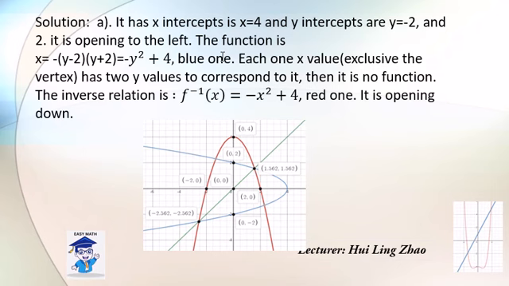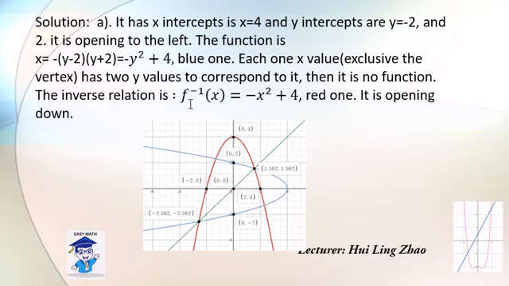Then the function is x equal negative... There are 2 factors. One is y minus 2 and another one is y plus 2. They equal negative y squared plus 4, and it's the blue one. Each x value, excluding the vertex, has 2 y values corresponding to it. You can draw the vertical line to test. Then it is not a function.